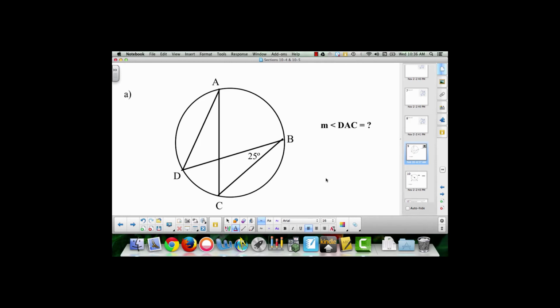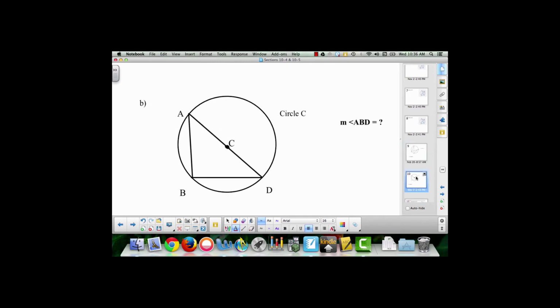Think about that, and think about how you would know the answer to that question. Then think about how this would apply to any inscribed angles that were in this particular situation. The same thing with this case here. There are no measurements in this picture at all.